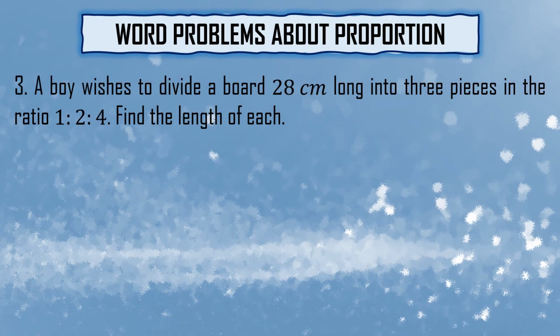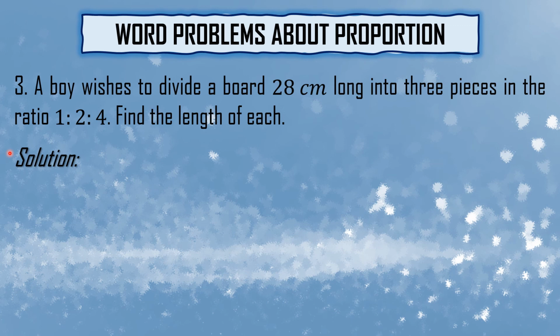Third problem, a boy wishes to divide a board 28 centimeters long into 3 pieces in the ratio of 1:2:4. Find the length of each. So sabi dyan, hinati daw ang isang board na may sukat na 28 centimeters sa tatlo na kung saan meron tong ratio na 1:2:4. So ibig sabihin, kapag inad natin ang tatlo na ito, dapat equal siya sa 28 centimeters.